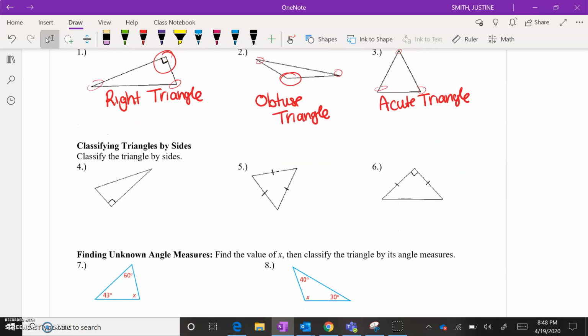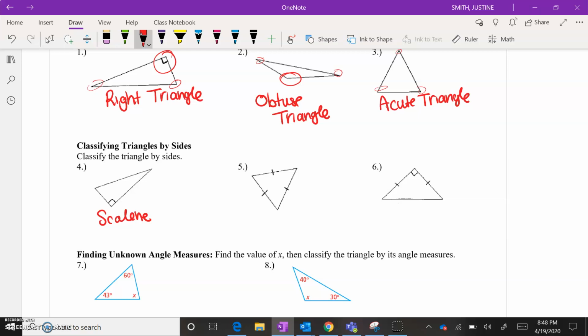So we're also going to classify by side length, okay? So same picture here as the top. There's no markings on the sides, so this is going to have to be scalene, okay, because we don't have any markings to tell us anything different. You can't say, this side looks like it's the same as this side. It has to have those markings so that you know it's the same.